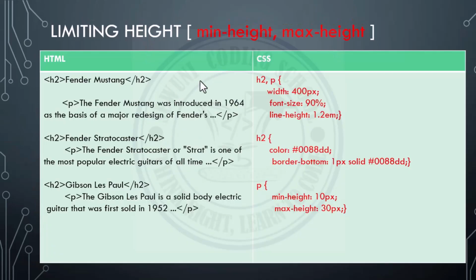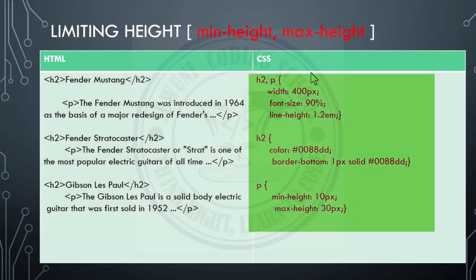Now this is the example. I'm going straight into my text editor to show you how it's going to work. This is the h2, and the paragraph. This is the paragraph, another paragraph, another paragraph. This is another h2, another h2. The width is going to be 400 pixels, font size is going to be 90%, and line height is going to be 1.2 em. This is the color of the heading h2, and then this is the border bottom, and the paragraph also has a minimum and a maximum height of 30. Let me show you this in my text editor.